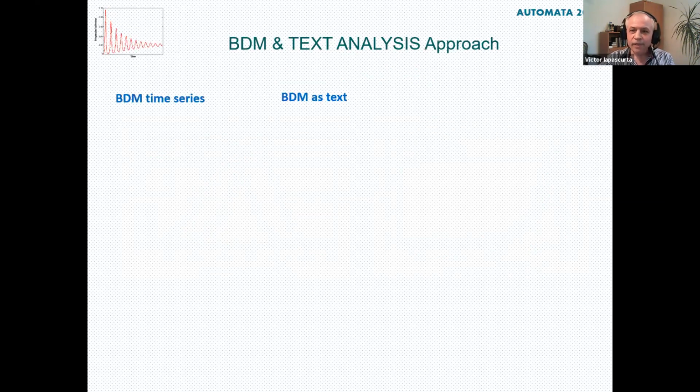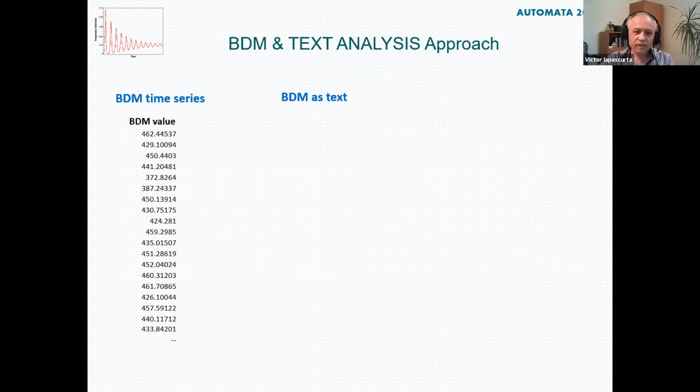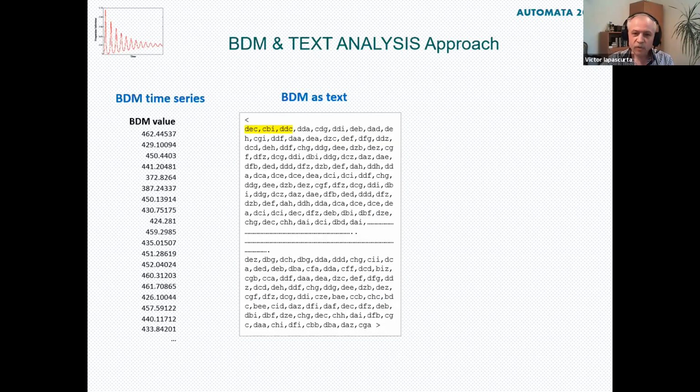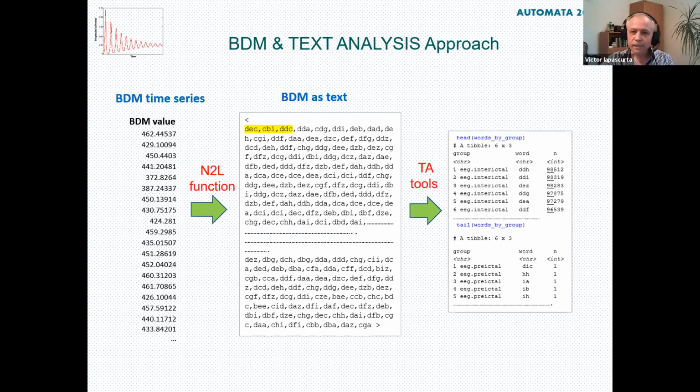And then we can use a text analysis tool. In fact, I was using different approaches, and this proved to be one of the best. What we have here is BDM value as a time series. We can convert this by applying a simple function like number to letters to text, and finally we get a clip as a text where words are BDM values rounded and converted to letters. And finally we can calculate different statistics using this type of tools, and here we can see the term frequency for two separate groups, interictal and preictal.